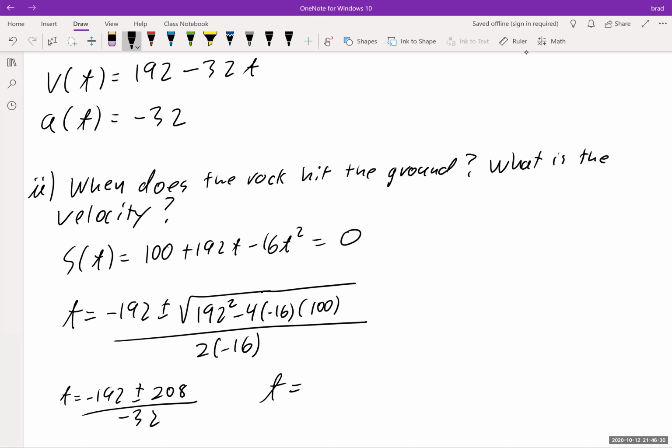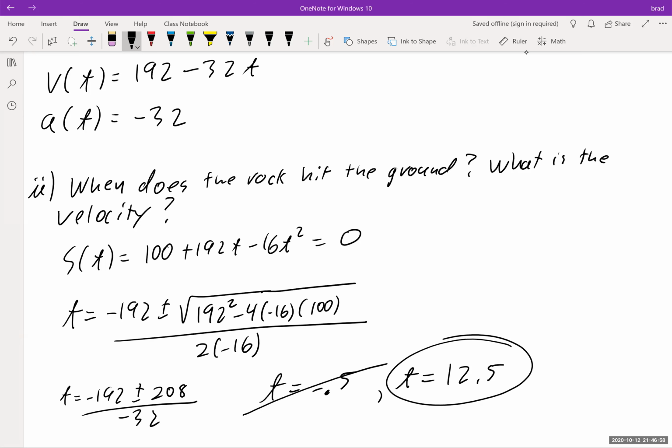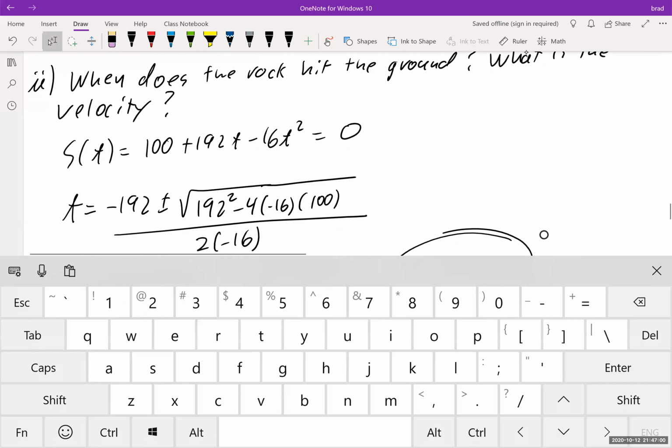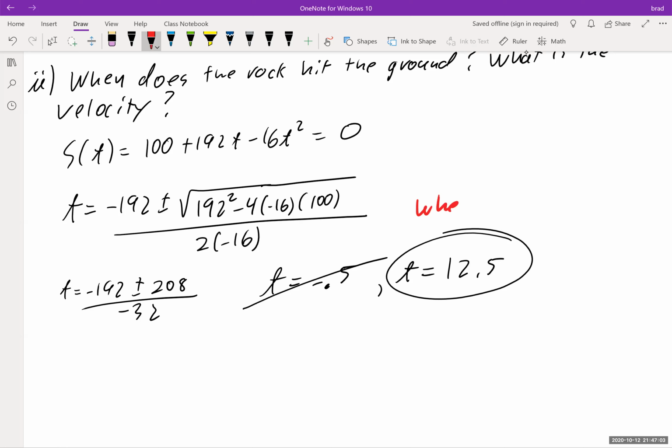So then t either equals negative 192 plus 208 divided by negative 32, which would be negative 0.5, or t equals negative 192 minus 208 divided by negative 32, and I get positive 12.5. So we don't really have negative time. We don't talk about before the event occurred. So we're going to go with t equals 12.5. So that's when it hit the ground.